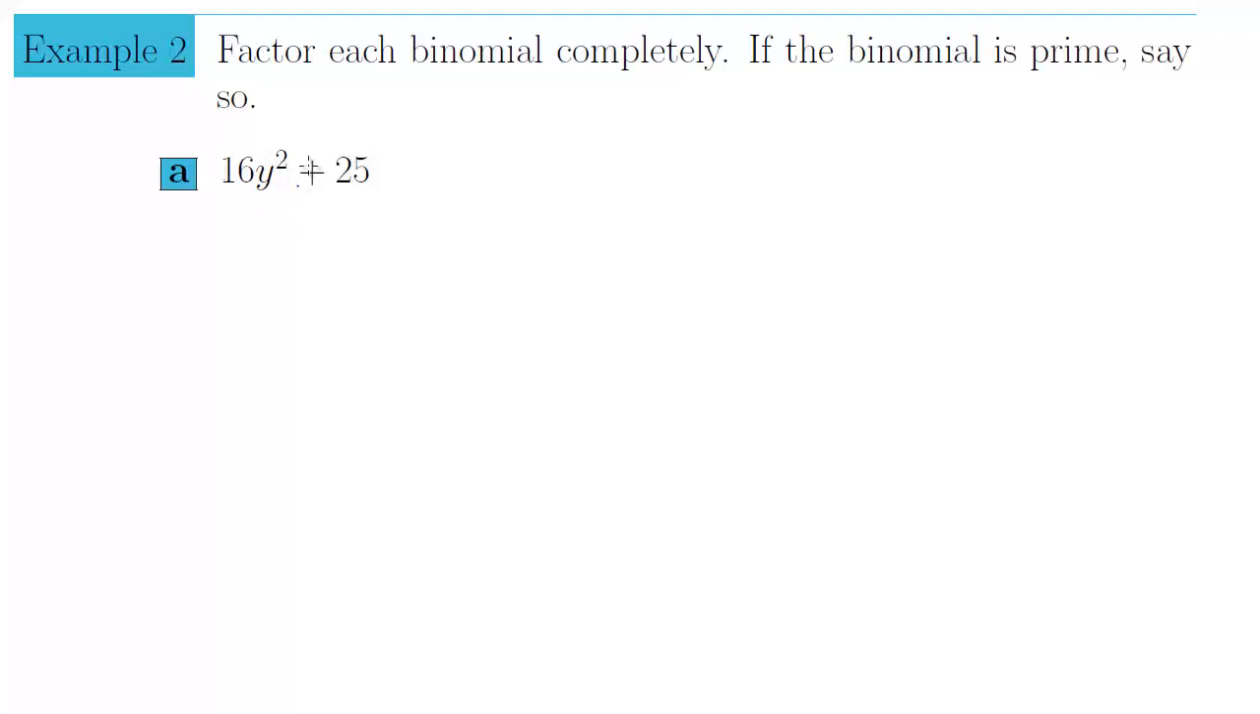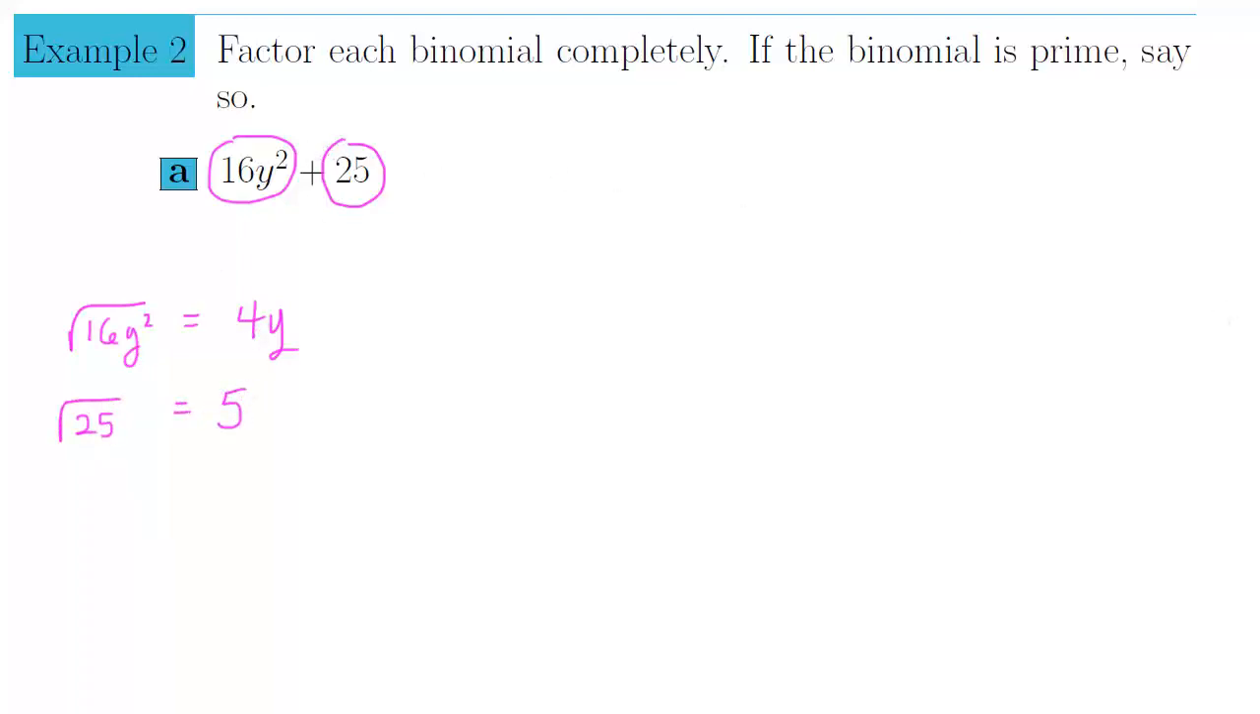So in part A, we're given the polynomial 16y squared plus 25. Now this looks very tempting. It looks like this might be a difference of squares because the 16y squared we know is a perfect square, right? The square root is 4y. And the 25 we know is a perfect square. The square root of 25 is 5.